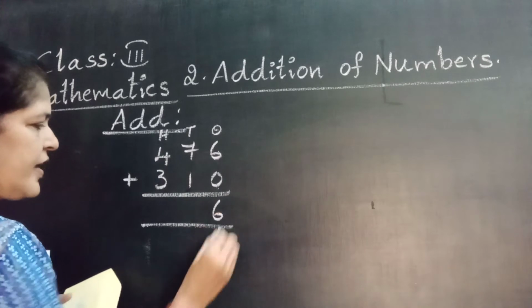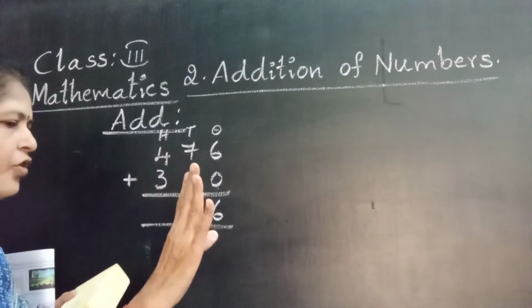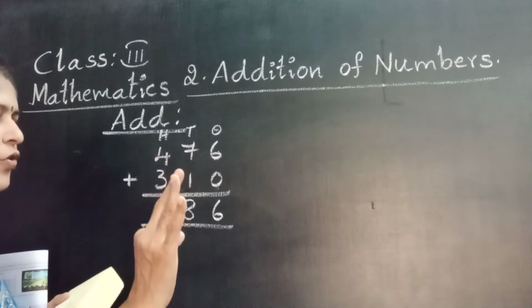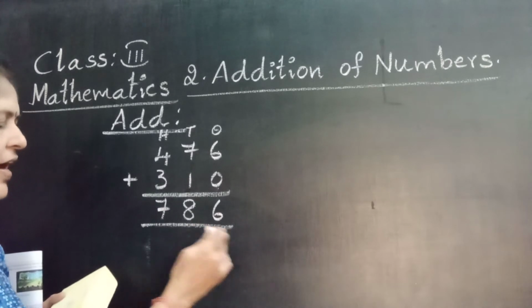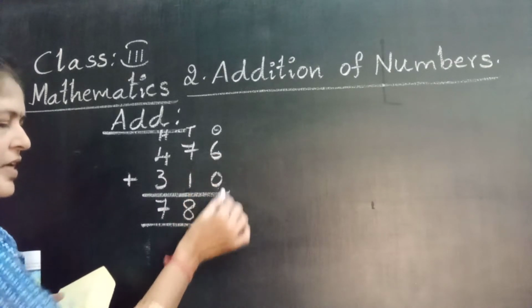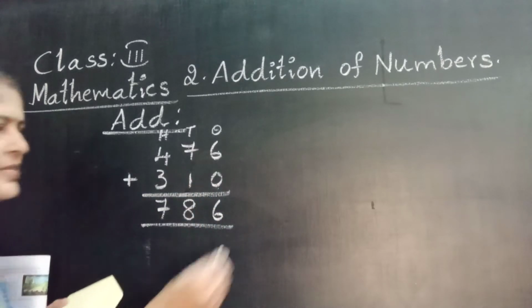6 plus 0, 6. 7 plus 1, 8. 4 plus 3, take 4 fingers, 3 after 4, 5, 6, 7. The total goes to 786. Number plus 0, same number. Number plus 1, next number. Another example.